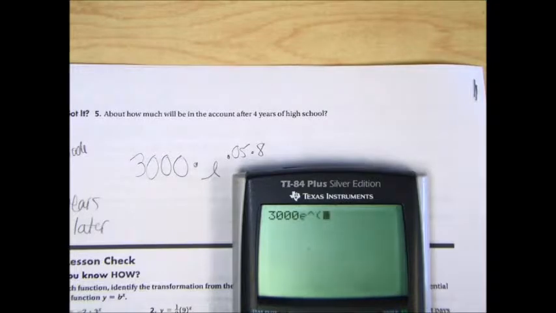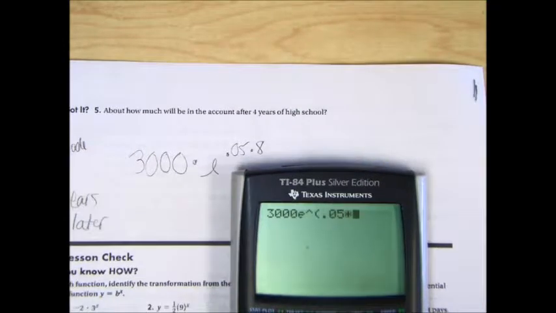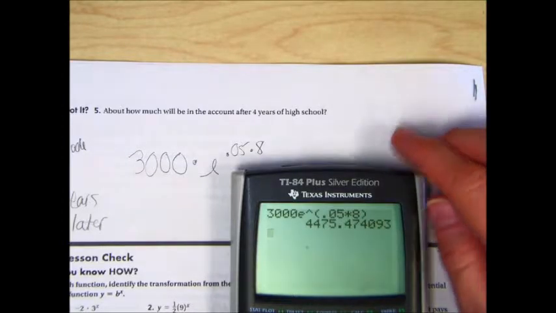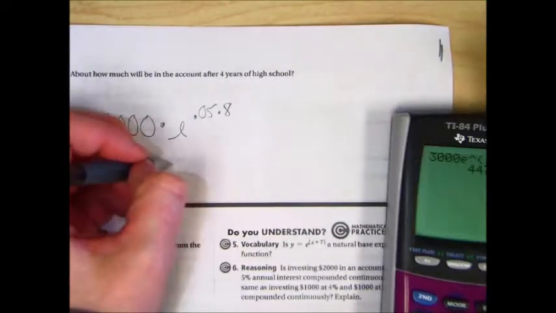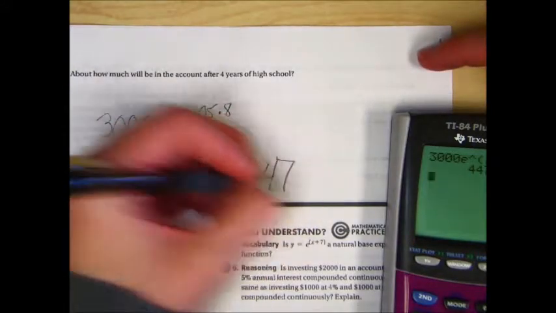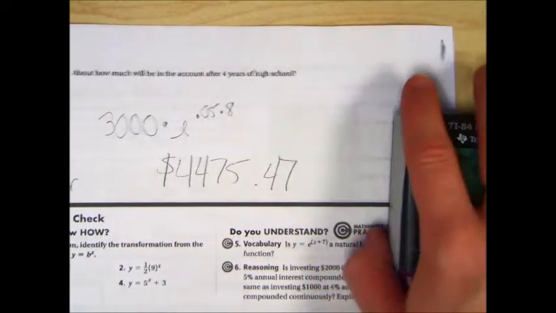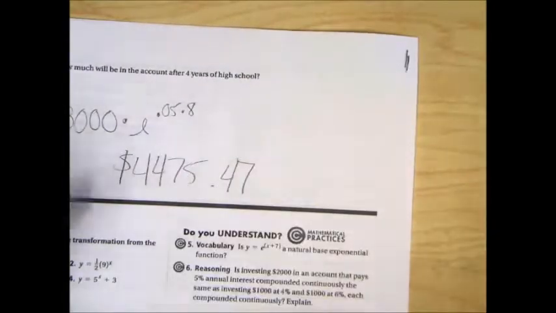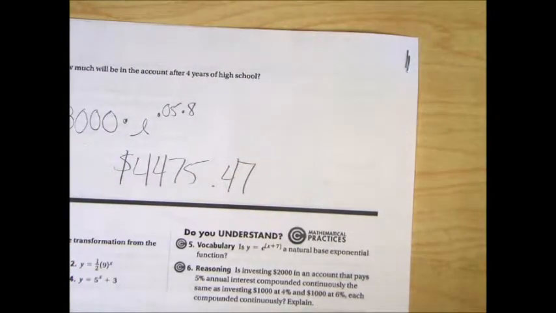3,000 E 0.05 times 8. I've got to close my parentheses. Your fancy calculators at school, you might not even need parentheses. So it's $4,475.47. Now, what would be the benefit if a bank continuously compounded?